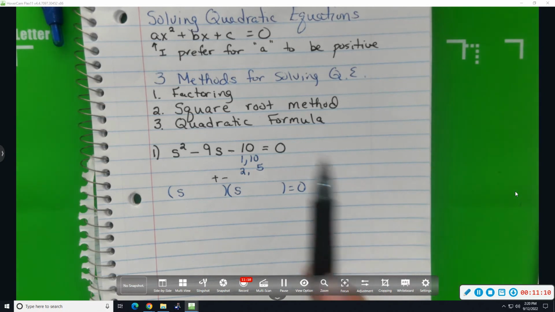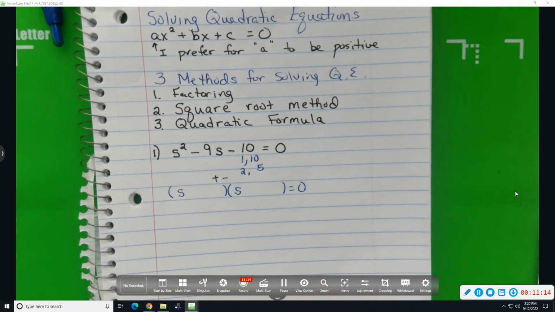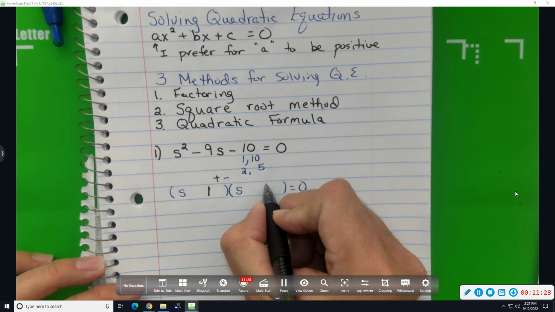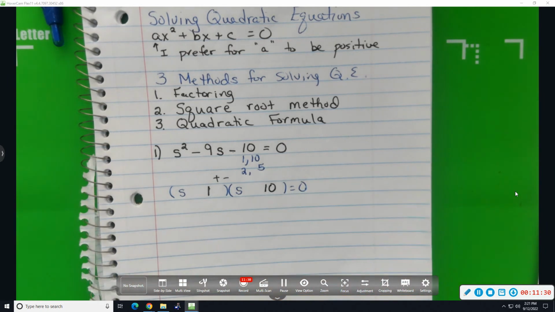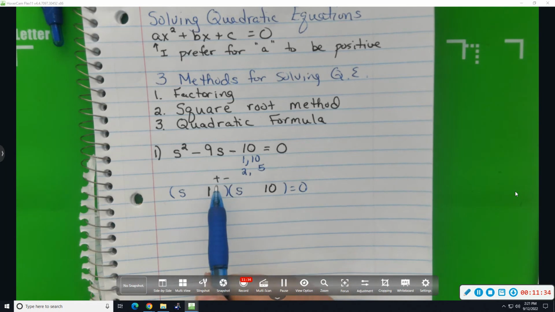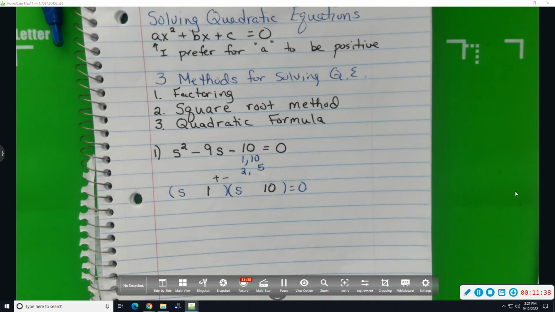And since the second sign is negative, the outer and inner should subtract to give this middle term. With that in mind, do y'all think the 2 and 5 or the 1 and 10 are going to work? Yeah, the 1 and 10. So, how should I arrange the plus and minus if I want to get a negative 9?